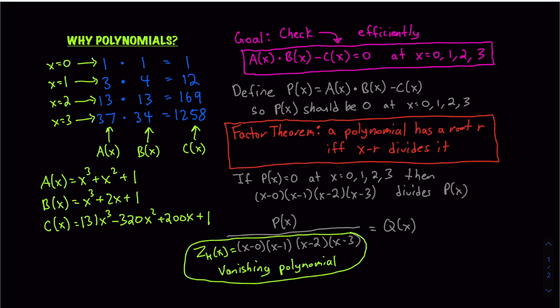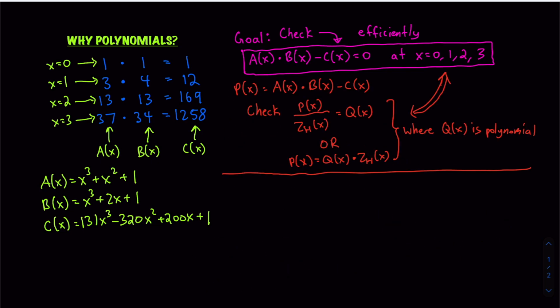When p of x is divisible by z sub h of x, you get another polynomial, which is called the quotient polynomial, and is usually denoted q of x. In other words, p of x divided by z sub h of x equals q of x, also often written as p of x equals q of x times z sub h of x. That's saying the same thing.